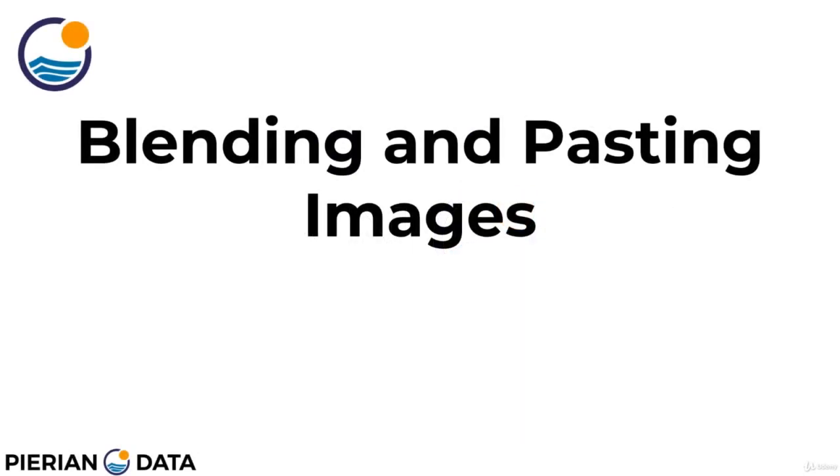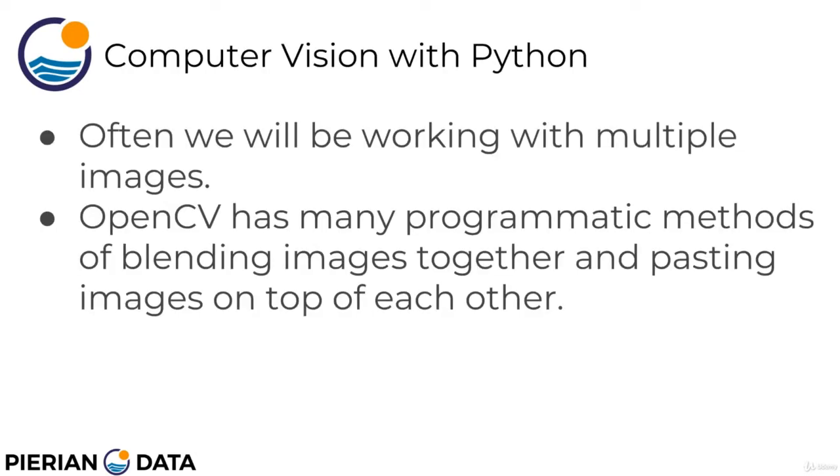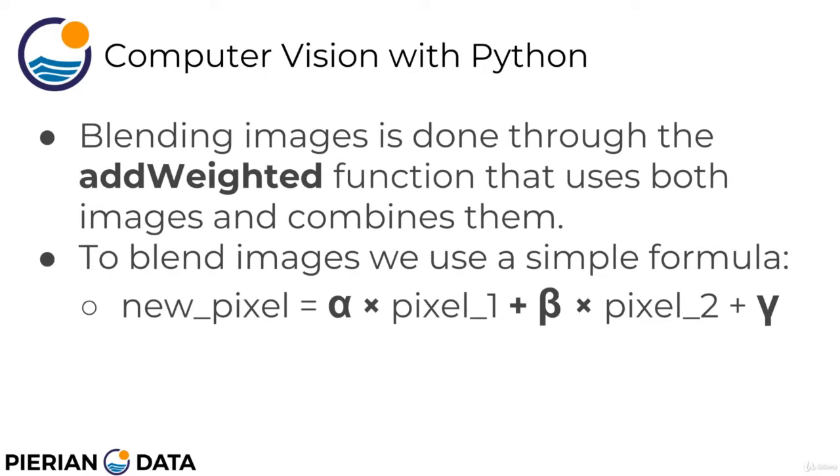Welcome back, everyone. In this lecture, we're going to discuss how to blend and paste images on top of each other with OpenCV. Often, we're going to be working with multiple images, and OpenCV has many programmatic methods of blending images together and pasting images on top of each other. For blending images together, this is done through the addWeighted function from OpenCV.